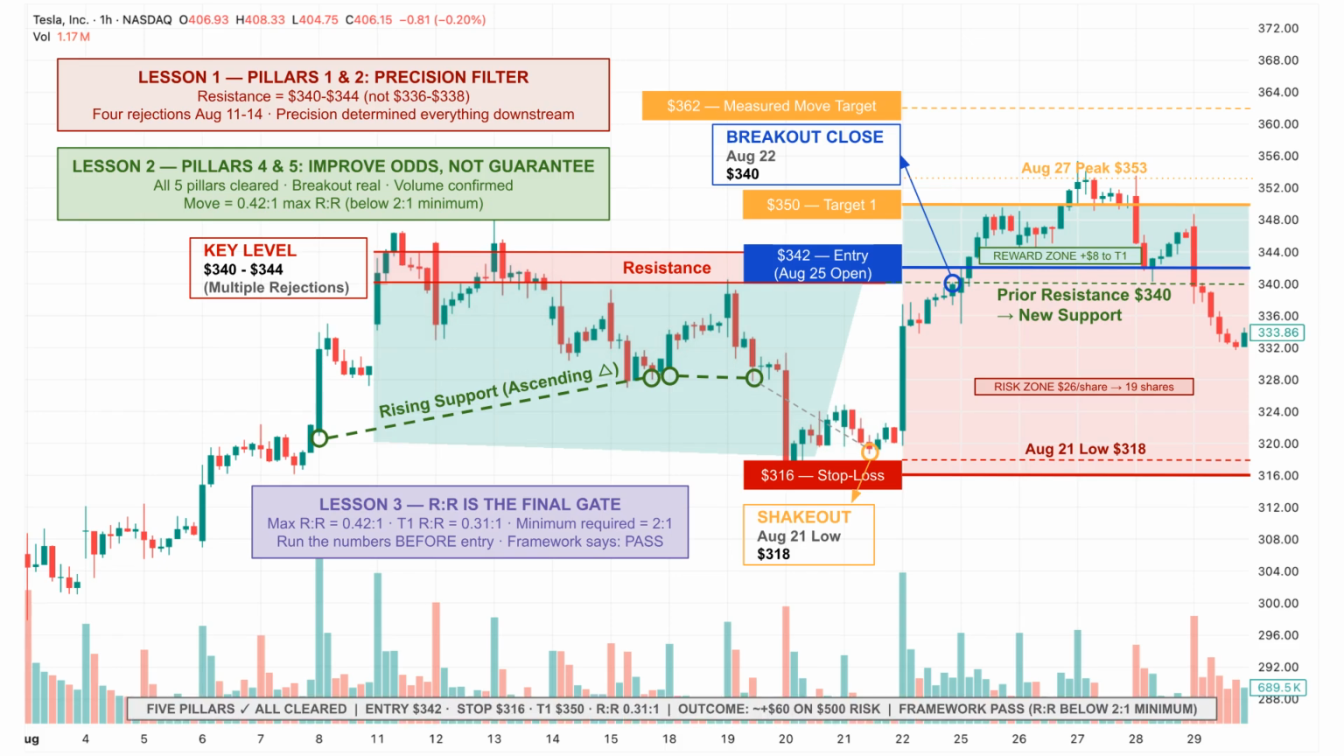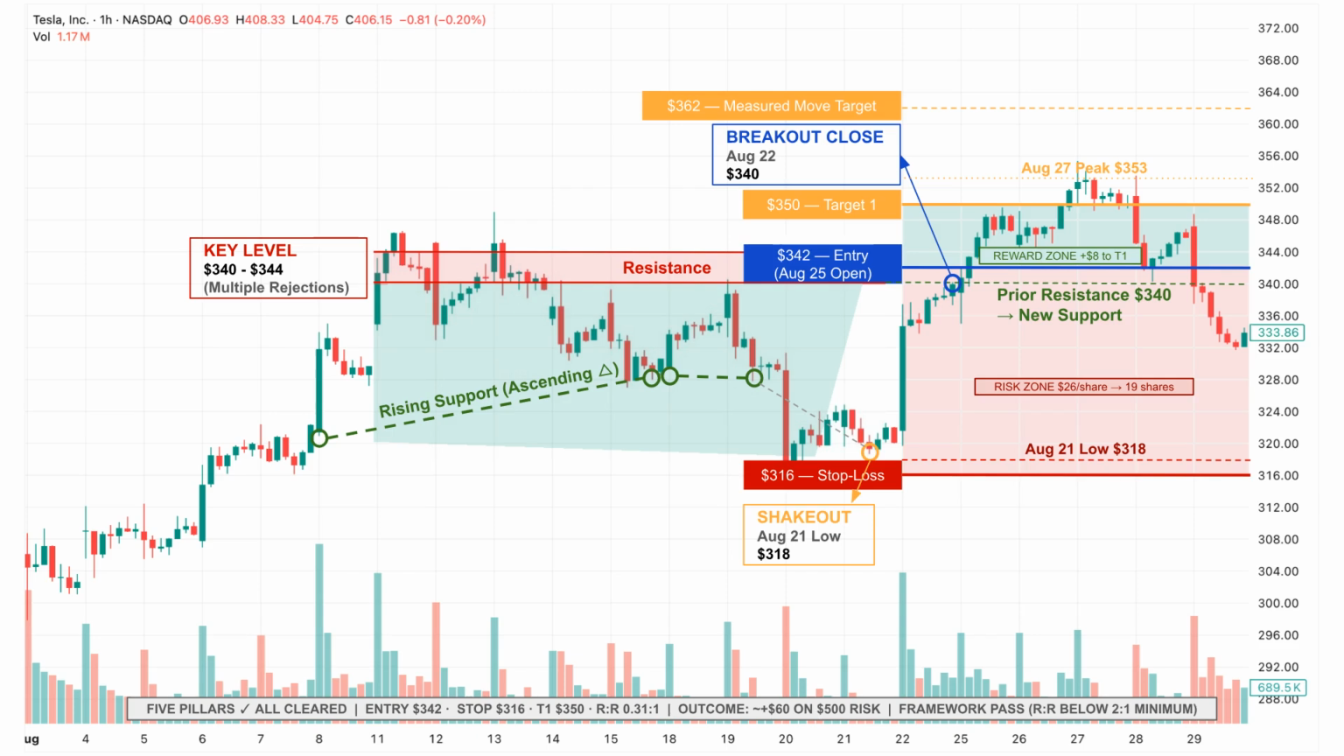Pillars 1 and 2 identified the structure. Pillar 3 validated the signal. Pillars 4 and 5 confirmed the context. The execution mechanics, a conservative entry, measured move target, logical stop, and position sized from risk, carried the trade from entry to exit. What this chart adds to the education is the lesson that even a fully confirmed 5-pillar setup must pass the reward-to-risk test before capital is committed. That test is not separate from the framework. It is the final gate. That is breakout trading, applied honestly to a real chart.